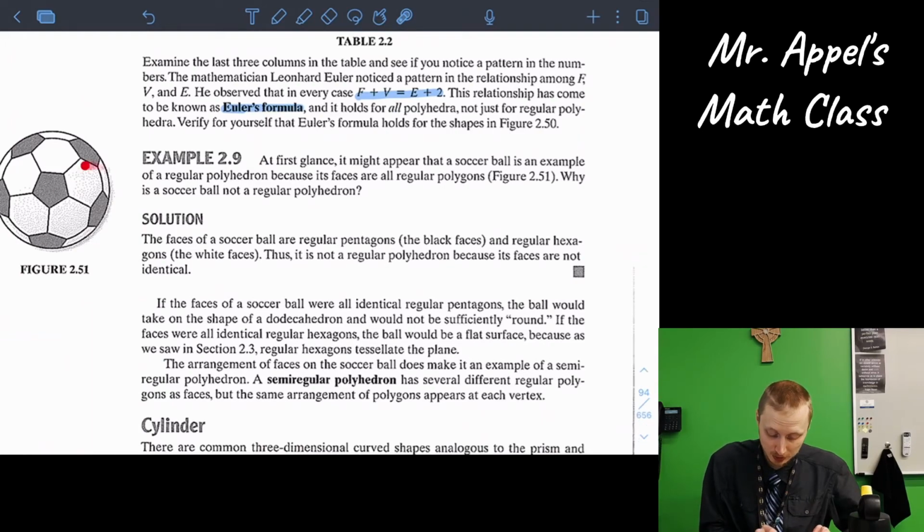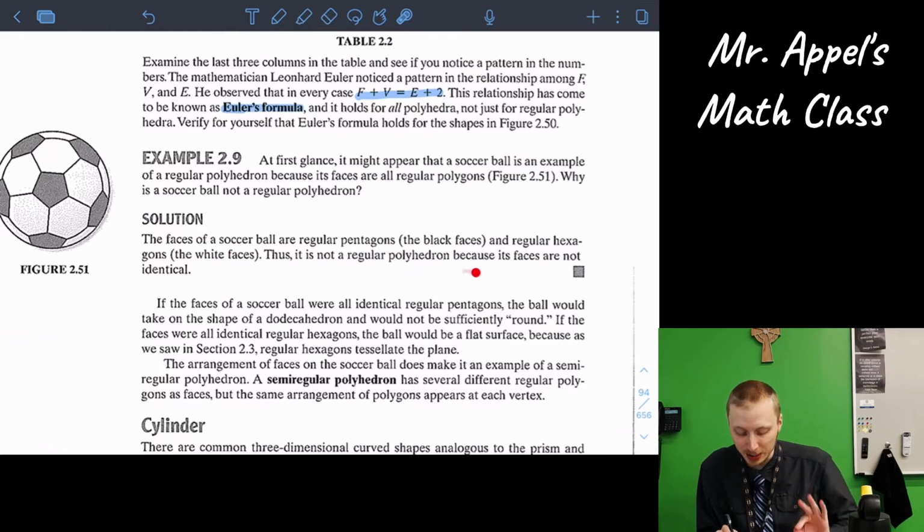The soccer ball. At first glance, it might appear that a soccer ball is an example of a regular polyhedron because all its faces are regular polygons, right? We have regular hexagons and regular pentagons here. But why is it not a regular polyhedron? Well, the faces of a soccer ball are regular pentagons and regular hexagons, thus not a regular polyhedron because its faces are not all identical. You've got 2 different shapes going on there, not regular.